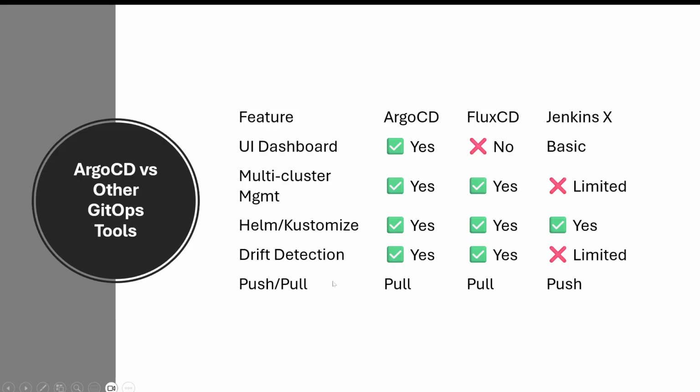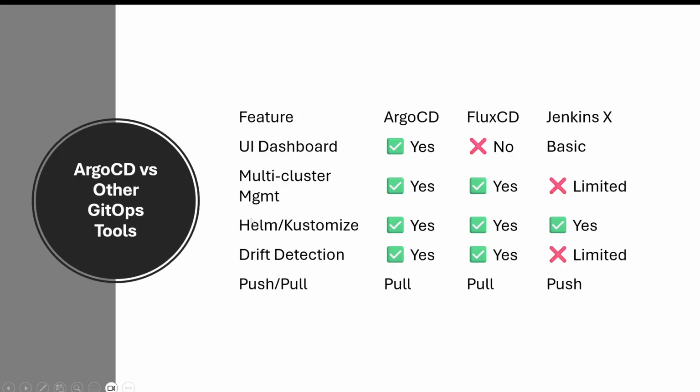Okay, and what is the main difference between Argo CD and other GitOps tools? We have other GitOps tools like Flux CD and Jenkins X. On the UI dashboard: in Argo CD we have a UI dashboard, and in Flux CD we will not have any dashboard. And Jenkins X has a basic one, which is not as clear as Argo CD. And multi-cluster management: both Argo CD and Flux CD support it, and Jenkins X is limited.